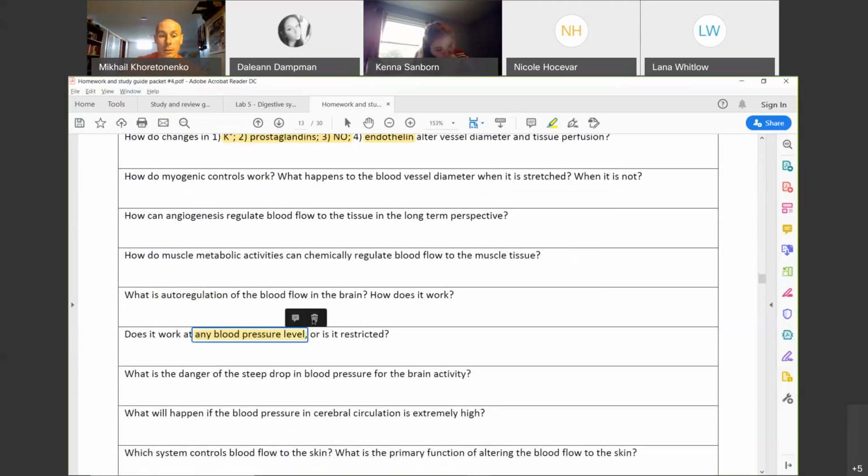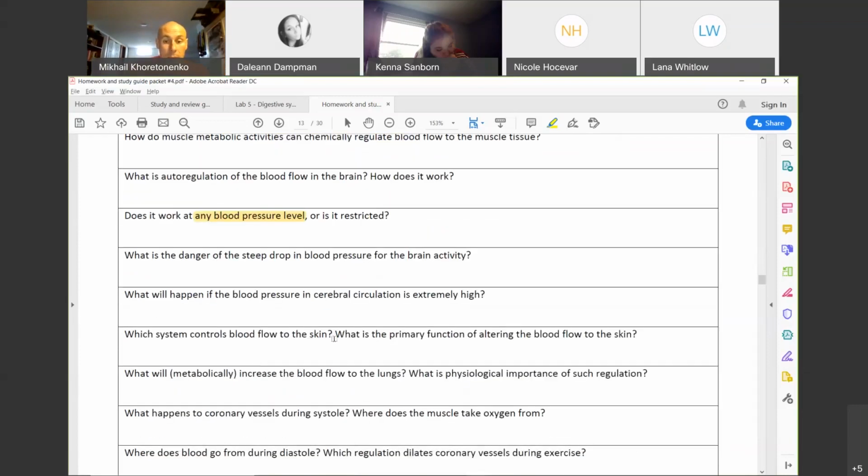If blood pressure is too low or too high: too low, they cannot dilate anymore and they just collapse. If it's too high, myogenic responses cannot constrict them. So that stretch just overcomes everything and you have massive stretch of the blood vessels, massively increased blood flow to the brain, and edema. So a steep drop in the blood pressure, insufficient blood flow to the brain, and you pass out. Okay. If the blood pressure in the cerebral circulation is extremely high, brain edema.